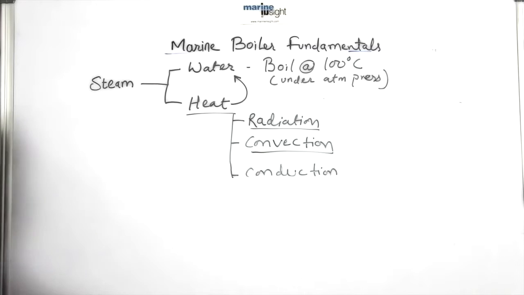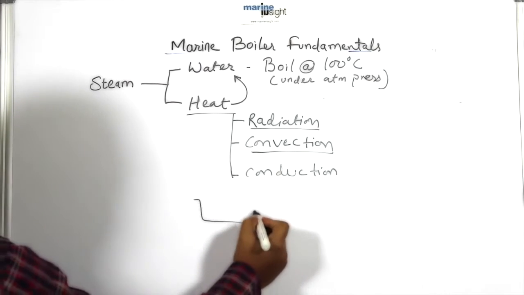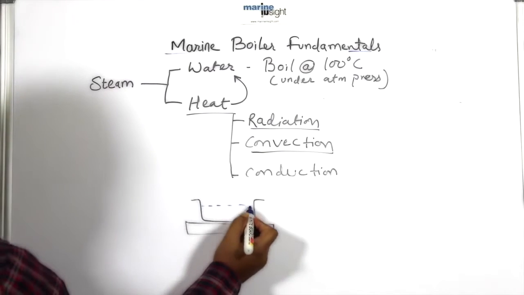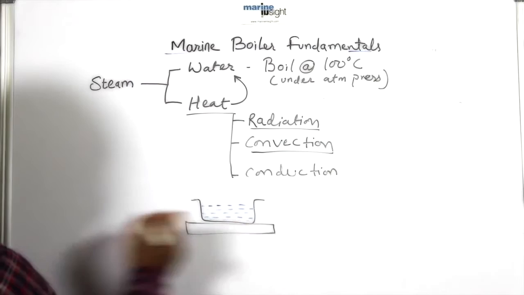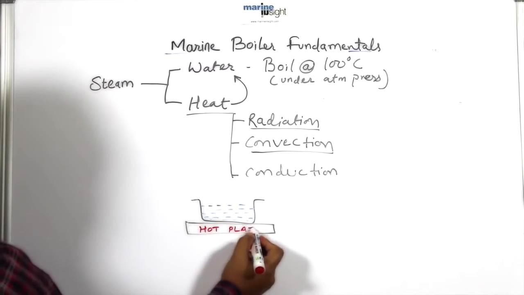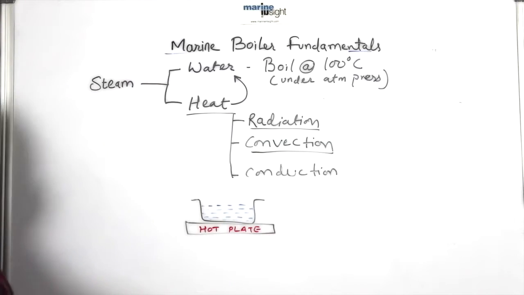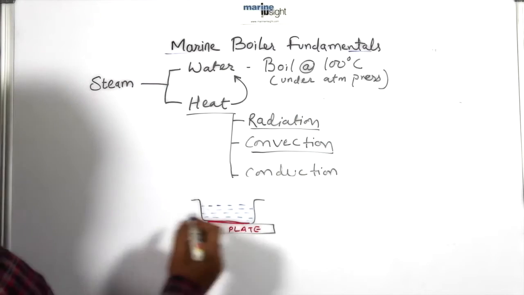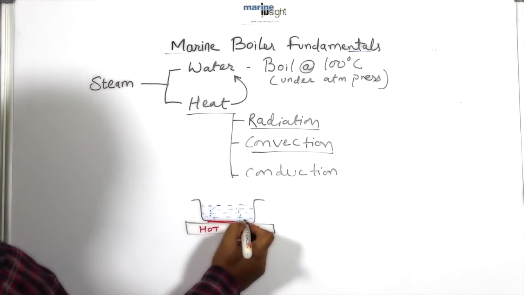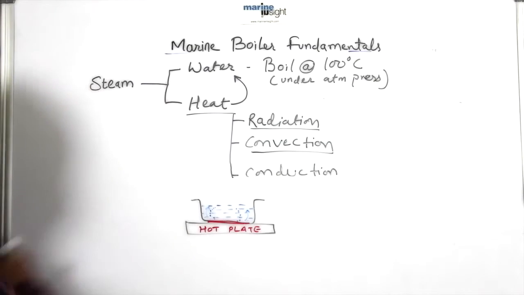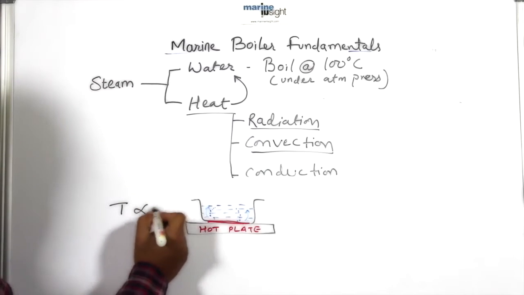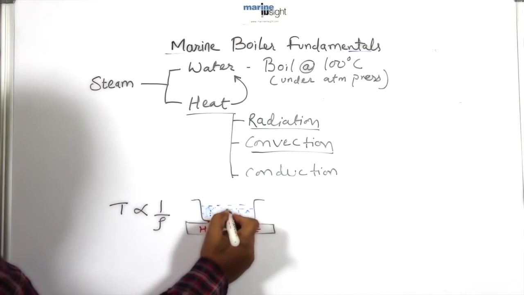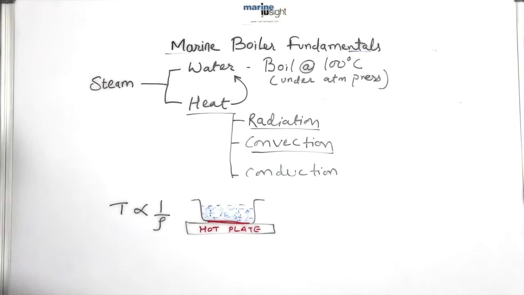Let's take an example to understand this. Take a beaker or container and fill it with water. Now keep this container on a hot plate. As we all know, temperature is inversely proportional to density. Because of the heat supplied, the molecules at the bottom part of the beaker will be at a higher temperature. The rise in temperature will decrease the density of these molecules and they will rise up, taking the place of cold molecules at the top. The cold molecules will then come down and get heated up from the hot plate.